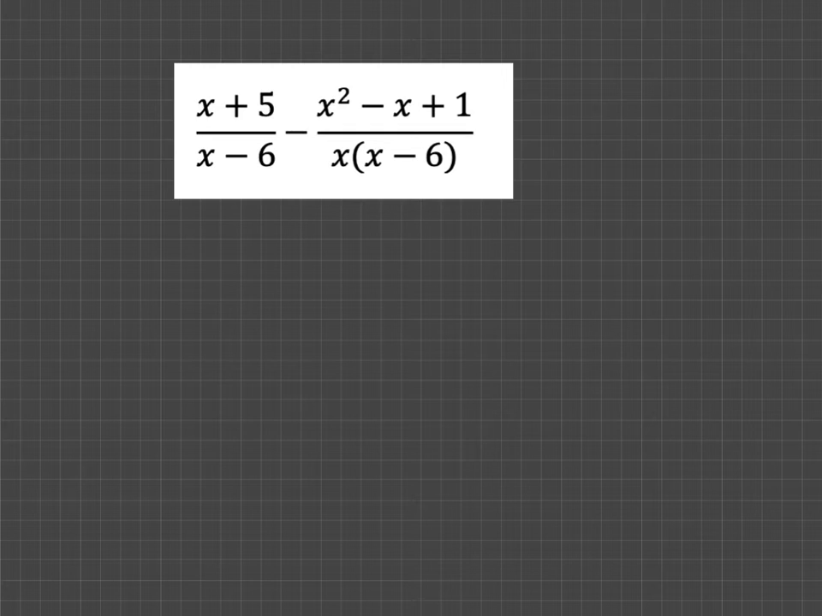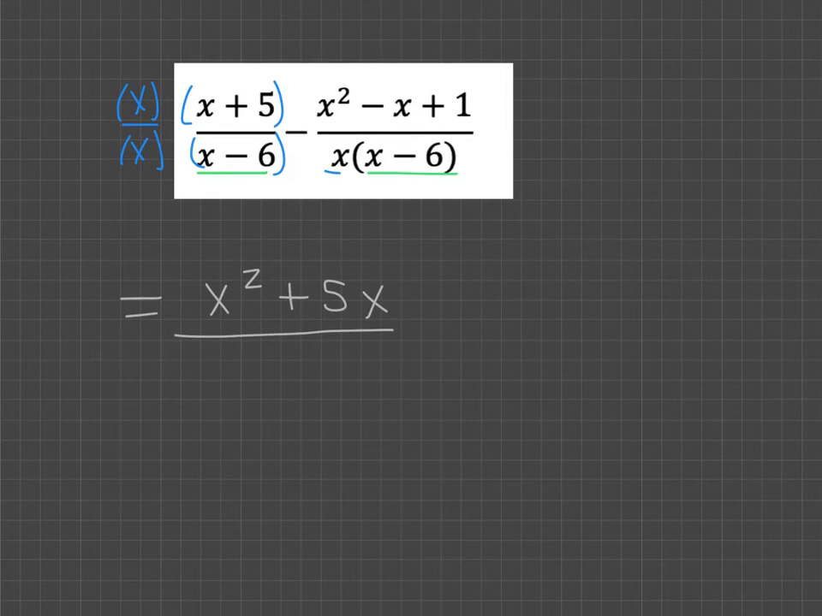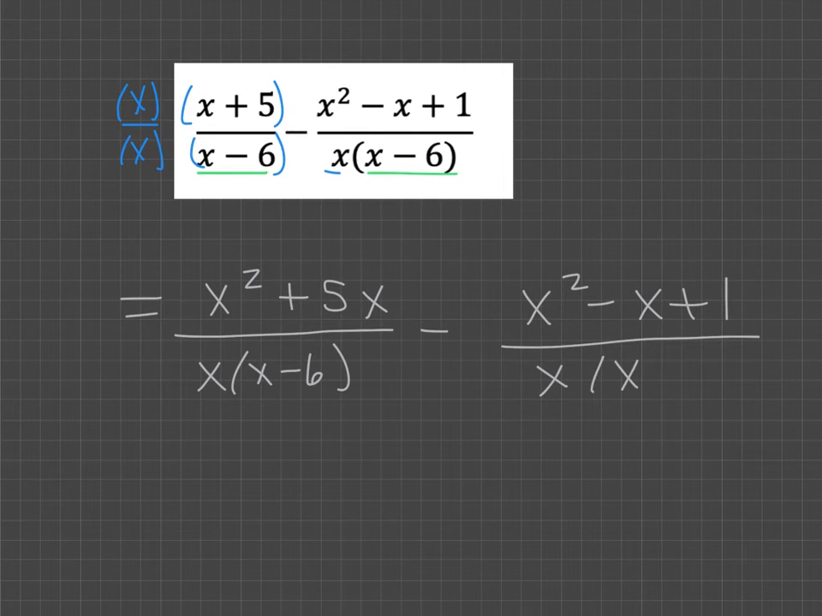So we have common factors. We have a common factor of x minus 6, and we have an unshared factor of x. So we need to multiply over here both top and bottom by x. So that x is getting multiplied by these whole quantities. So distributing that x in the numerator, we get x squared plus 5x, and over the denominator of x times x minus 6, minus, and then we've got x squared minus x plus 1 over what is now our common denominator, x times x minus 6.